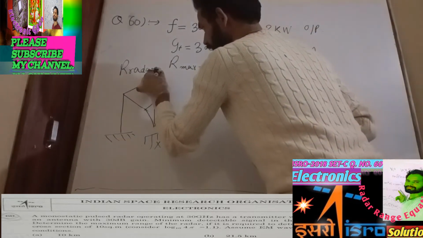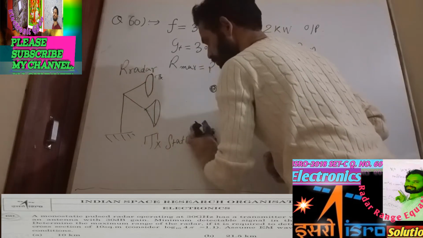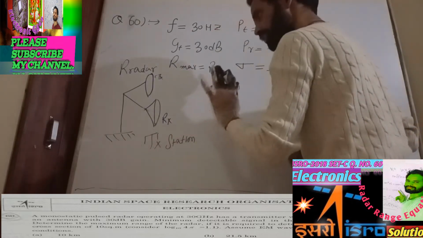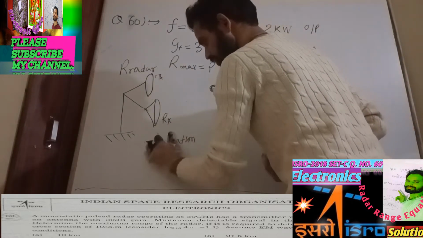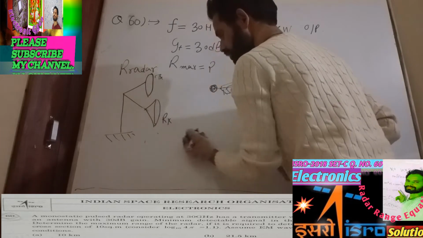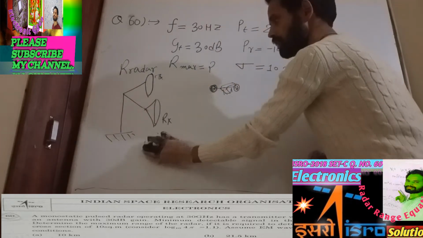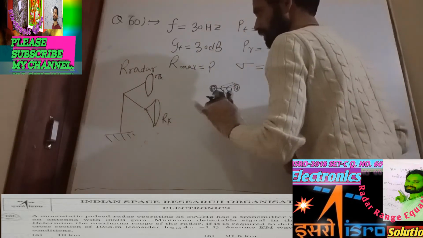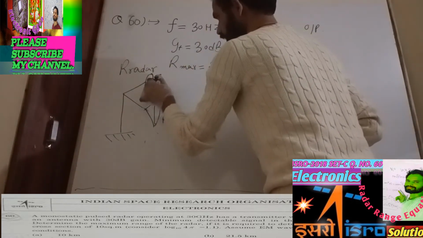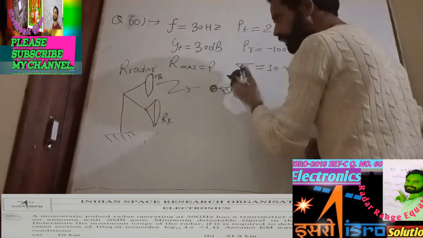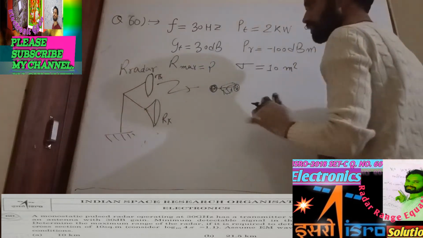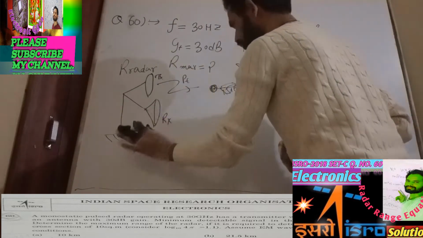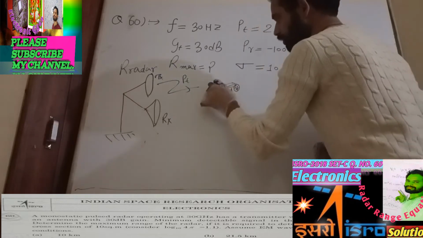This is my transmitting antenna and this is my receiving antenna. This is the transmitter and receiver station, the transceiver. The transmitting antenna is radiating power PT in the form of an electromagnetic wave.